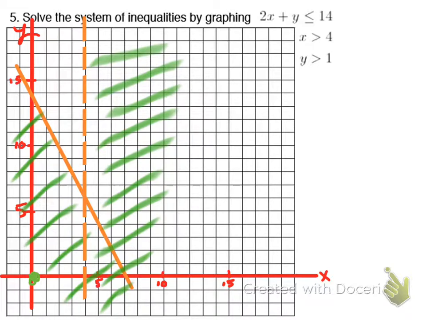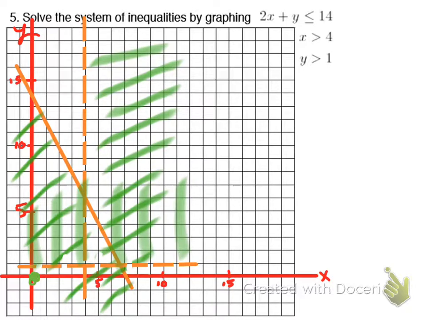And now I've got y is greater than 1. So I will graph that line. That didn't line up quite so well there, but that's okay. And greater than would be strictly greater than, so it is dashed because the line is not part of the solution. And greater than would be above that, so that's going to be up here.